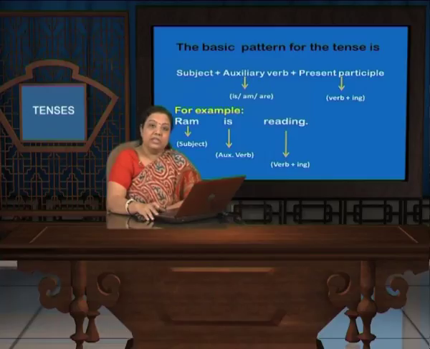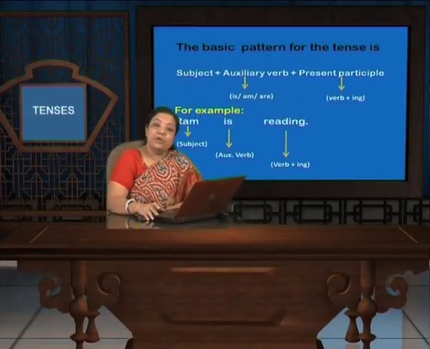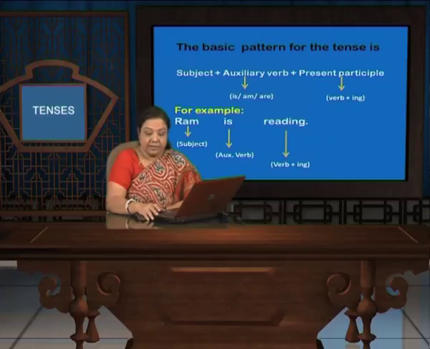The present participle is the main verb plus ing. For example, when I say Ram is reading, Ram is the subject, is is the auxiliary verb, read is the main verb, and then we add ing, and it becomes the progressive or continuous tense here.